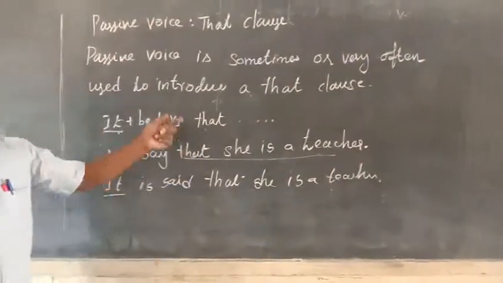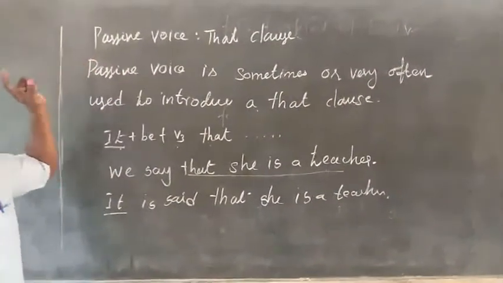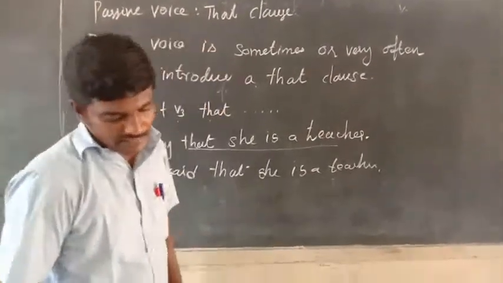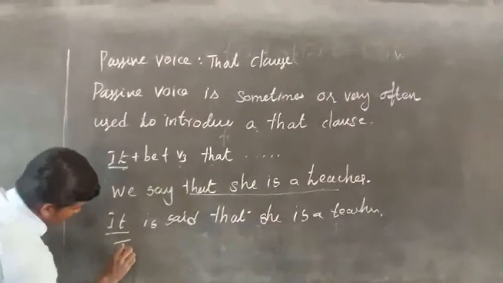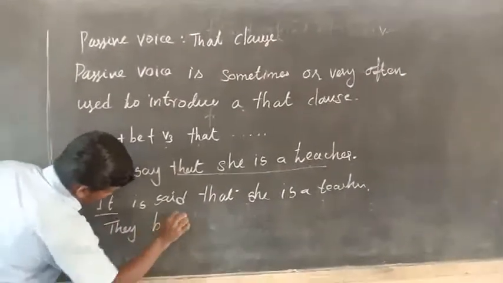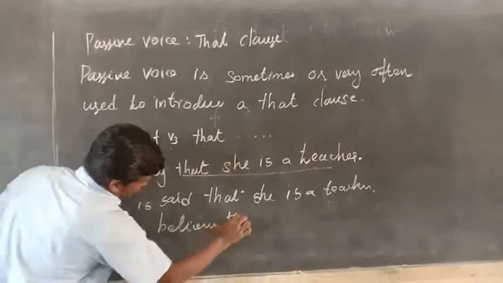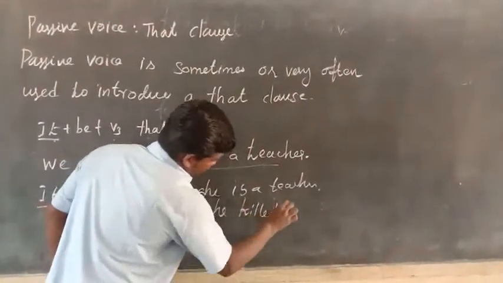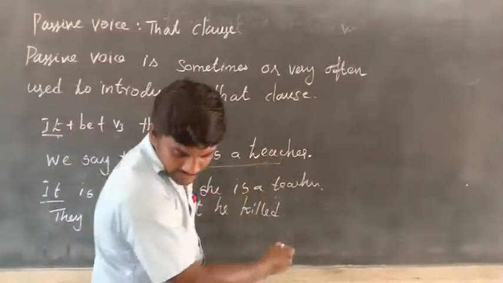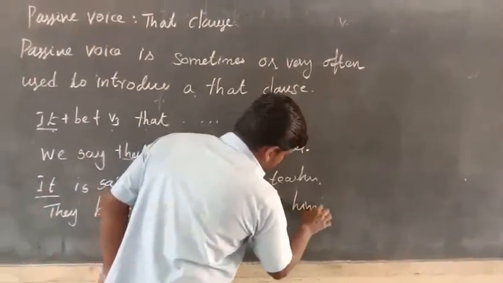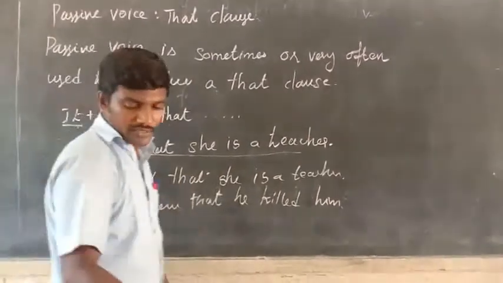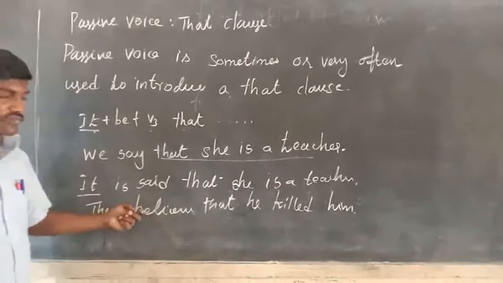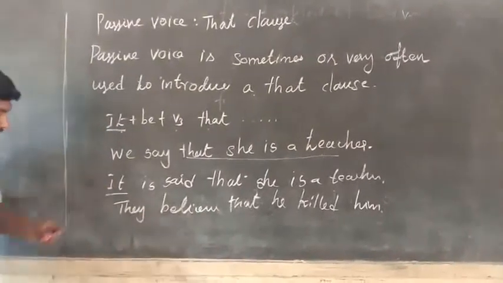Okay. So in that classes, passive voice is very easy. Shall I give one more example? They believe that he killed him, or her, whatever it is. See here, they believed. That means what right here? It is believed. You are fine.